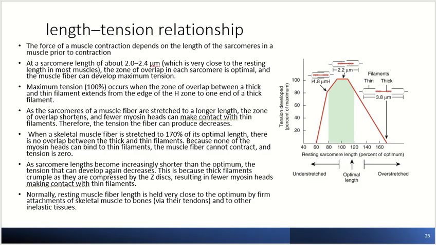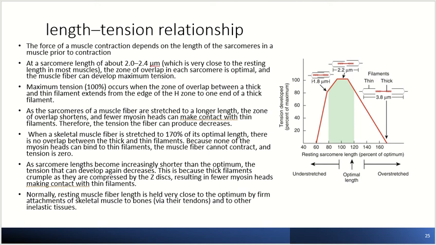Before we talk about that, we need to discuss the relationship between the tension in the muscle and the length of the muscle, and how this is going to relate to the contraction ability. The force of a muscle contraction is going to depend on the length of the sarcomere in a muscle prior to its contraction. At a sarcomere length of somewhere between 2 and 2.5 micrometers, which is pretty close to the resting length of most muscle tissues, the zone of overlap in each sarcomere is going to be at the optimal range. At this range, the most tension is going to be able to be generated.